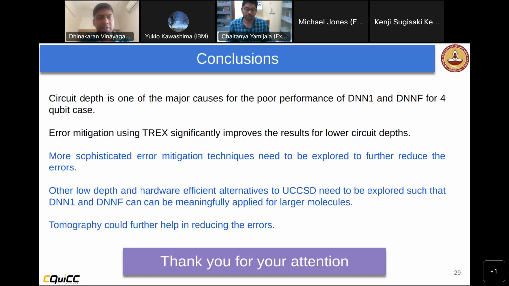Thanks, Chaitanya. There are already a couple of questions. The first one is asking about the optimizer method that you used for your VQE.